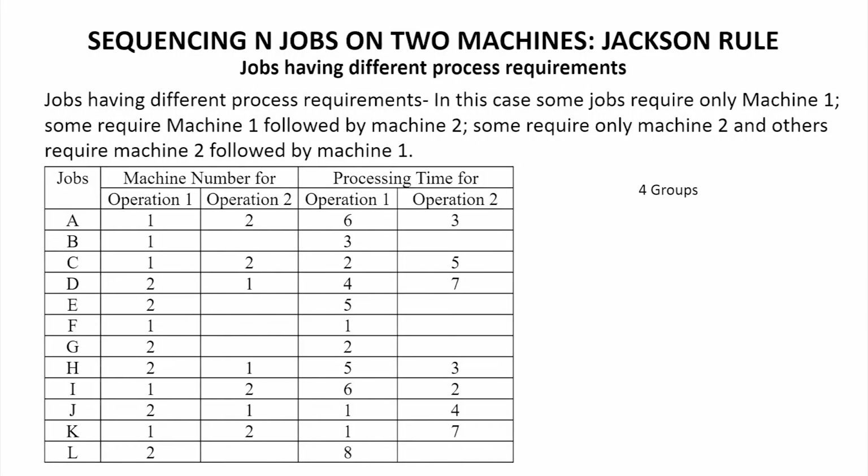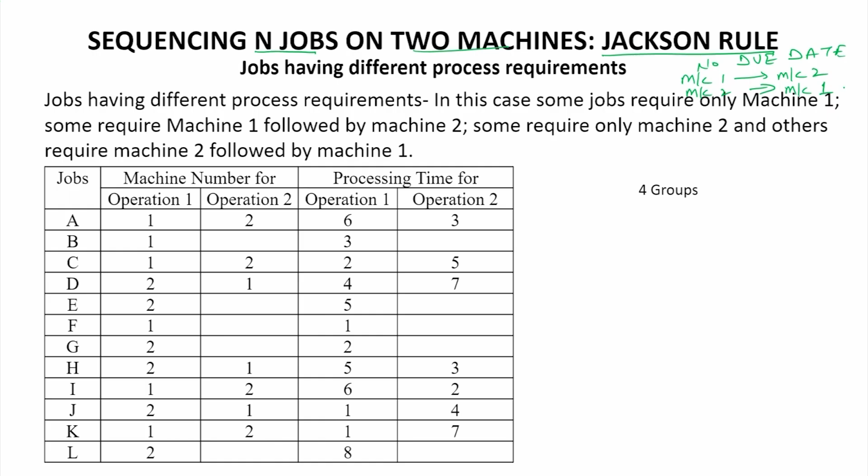Now, we take one more case, that is applying the Jackson's rule. Here we are having n jobs and 2 machines. There is no due date also, but a job can take any route. It can go from machine 1 to machine 2. There may be certain jobs which are going from machine 2 to machine 1 also.